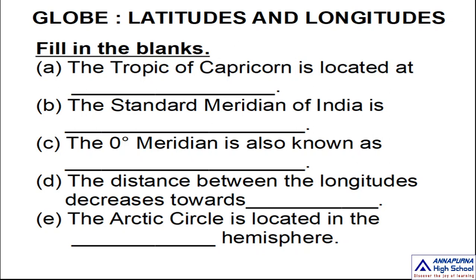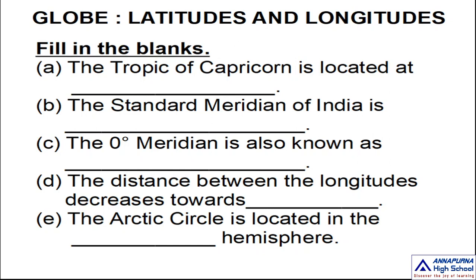Next, the 0 degrees meridian is also known as, what is the another name of 0 degrees meridian? Greenwich meridian or prime meridian. Next, the distance between the longitudes decreases towards the poles. The Arctic Circle is located in the dash hemisphere. Arctic Circle, that is in the northern hemisphere.